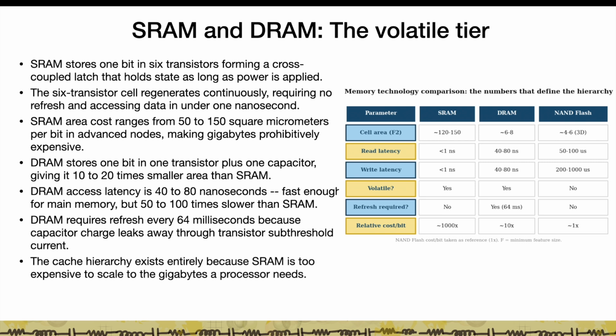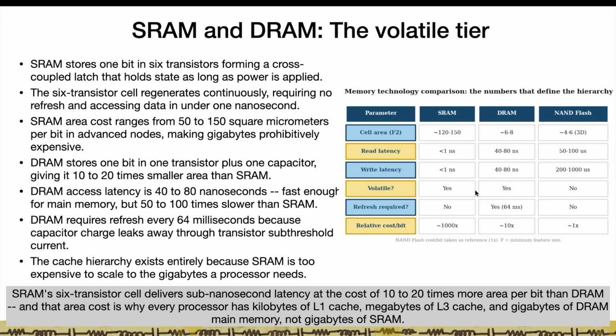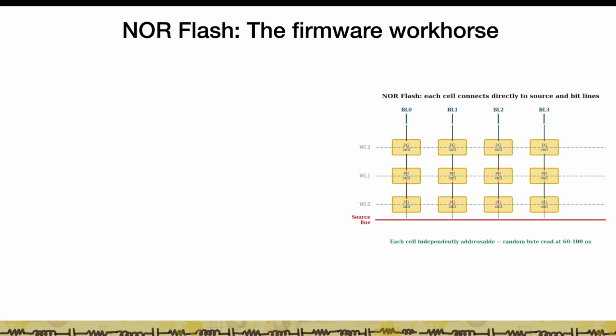Now, the read latency for DRAM is 40 to 80 nanoseconds, 50 to 100 times slower than the SRAM. And the latency mismatch between DRAM and the processor pipeline is precisely the gap the SRAM cache hierarchy is designed to bridge. Now look at the NAND flash row. Read latency is 50 to 100 microseconds. That's 1,000 times slower than the DRAM. Different technology entirely, and that's what the next two slides are about.